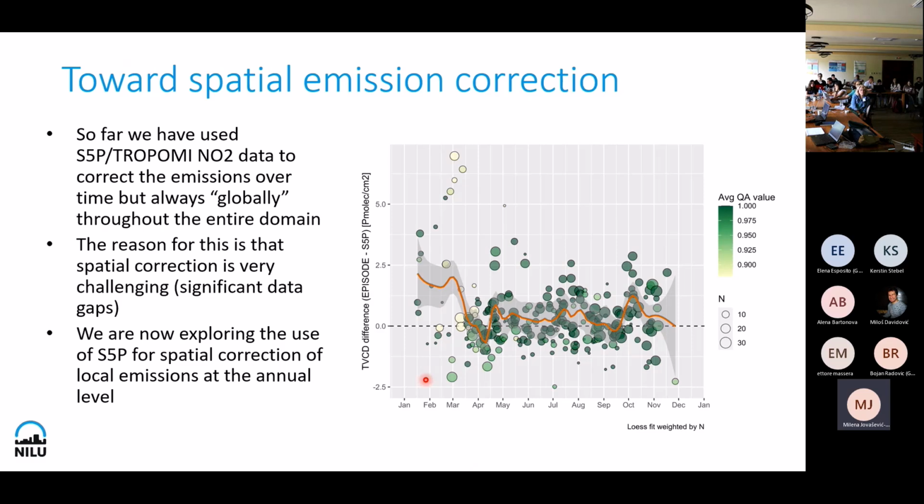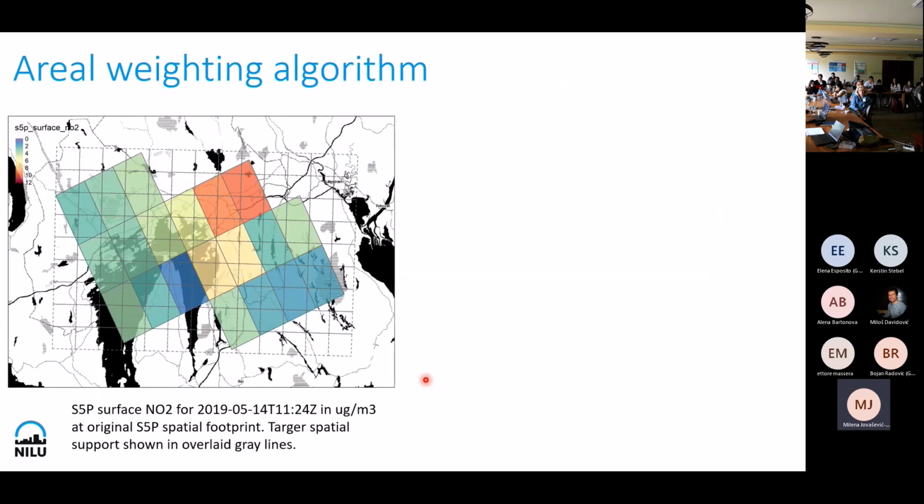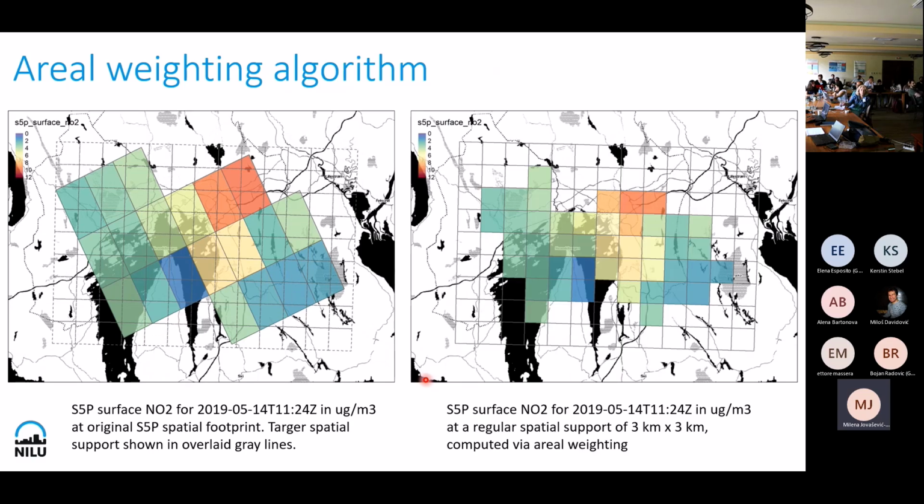Yeah, this is actually the point that you mentioned, Kerstin. So far we've only corrected the emissions in time, but we can also correct the emissions in space with the satellite data. For that, we have to use an areal weighting algorithm to go from the original satellite footprint to a more regular footprint, so that we can average the satellite data throughout an entire year to go to a regular grid.